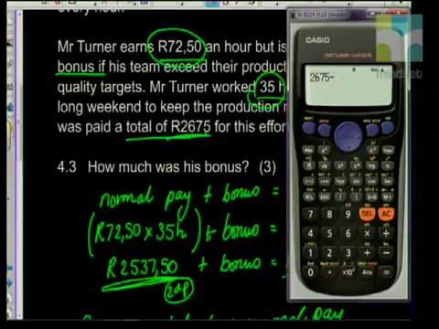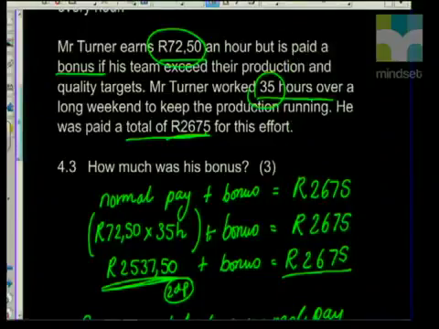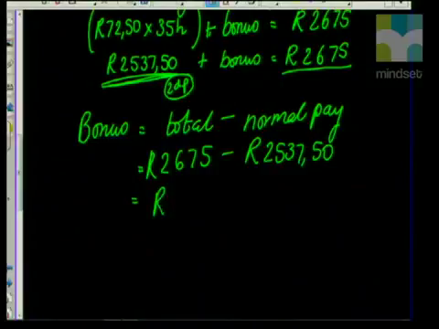2,675 minus my 2,537 Rand 50. Make sure your decimal places are in, otherwise you're not going to get a reasonable answer. And that is the amount that he actually gets paid, 137 Rand 50. So his bonus is 137 Rand 50.